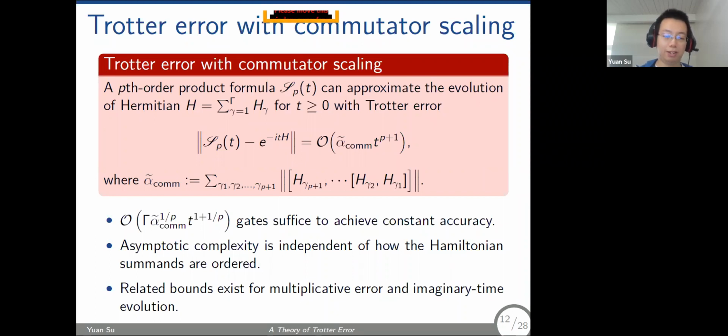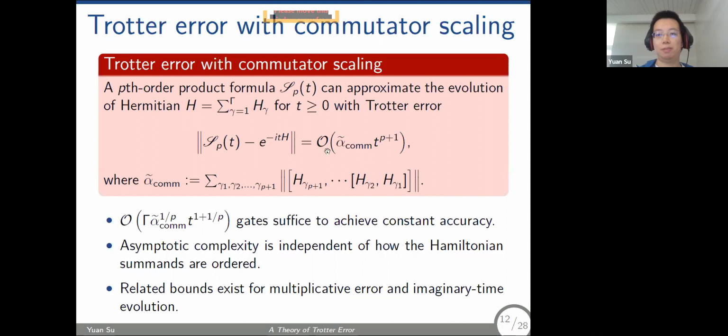So let's say we start with a product formula. Let's say we start with a pth-order formula. And we want to approximate the evolution of a Hamiltonian, as given by this linear combination of terms. Then my claim here is the error of the simulation, the Trotter error, will asymptotically depend on this quantity called the alpha commutator. So this alpha commutator is defined as a combination of all the possible nested commutators of p layers or p+1 layers, depending on convention.